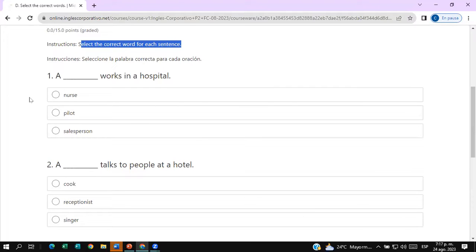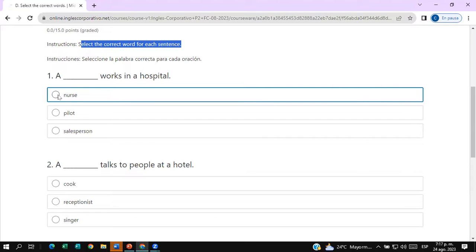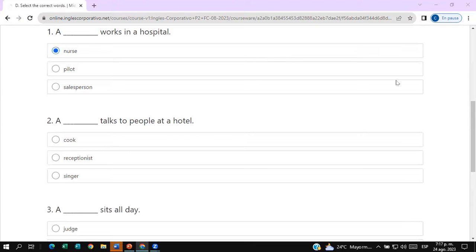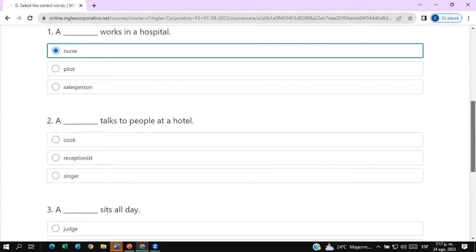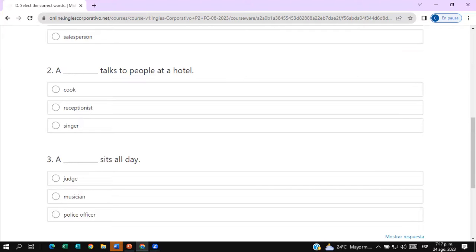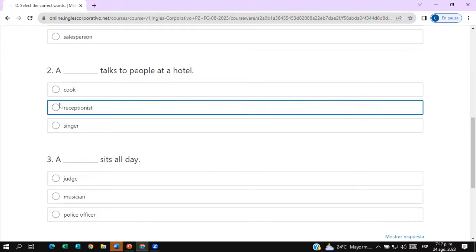A nurse works in a hospital. Yes, thank you. Let's see. For number two, I need a volunteer. Who's ready? Volunteers are allowed. Julio, thank you. A receptionist talks to people at a hotel. At a hotel, yes. Thank you.